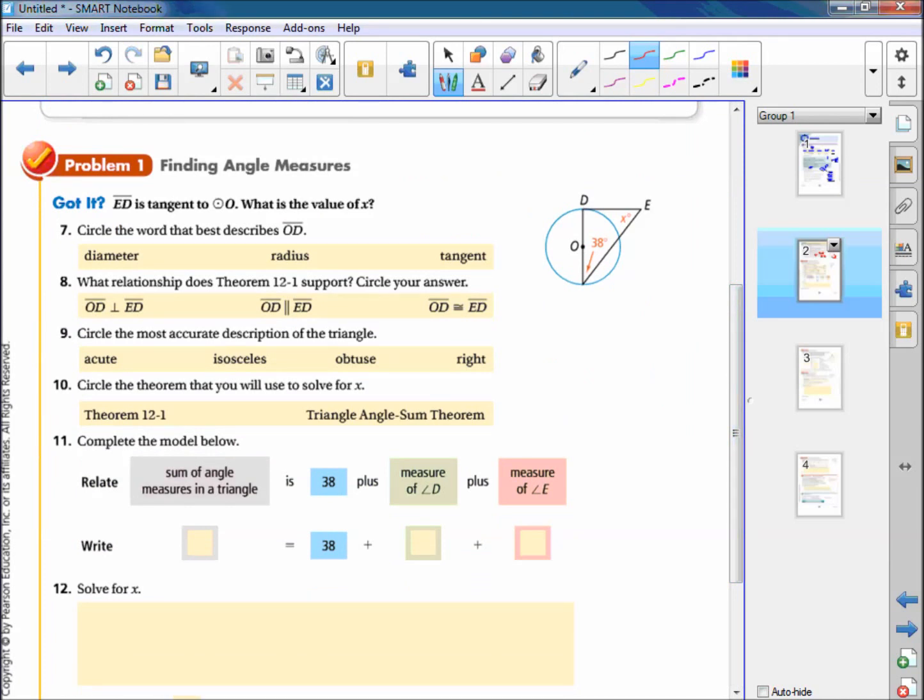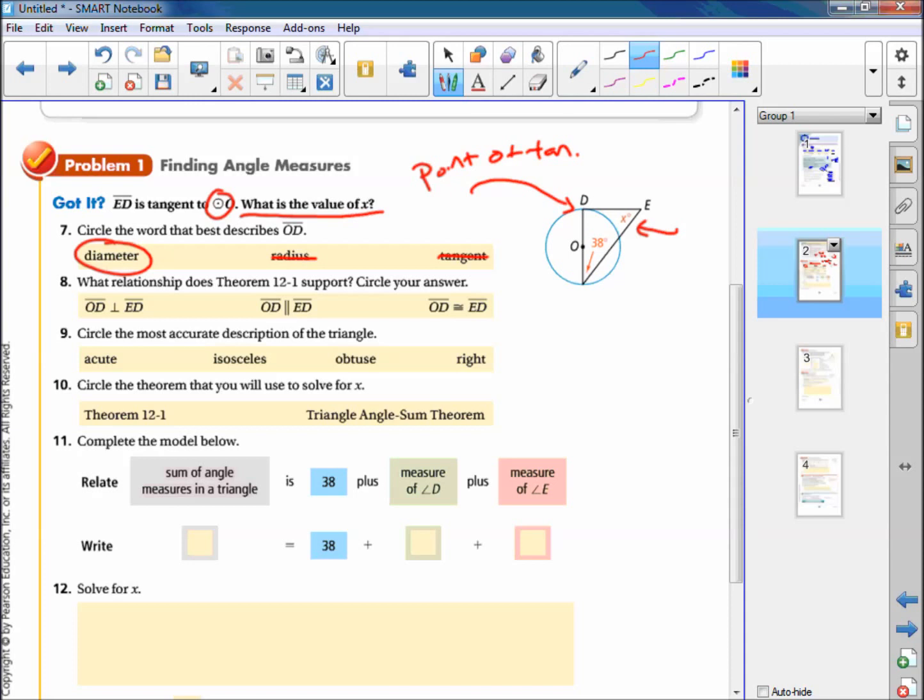Segment ED is tangent to circle O. What is the value of x? So we want to know what x is, but we know that DE is tangent to O. So that means that D is on the circle, and that's our point of tangency. Circle the word that best describes OD. OD is going to be a diameter of our circle. It goes all the way across from one side of the circle to the other, going through the center.